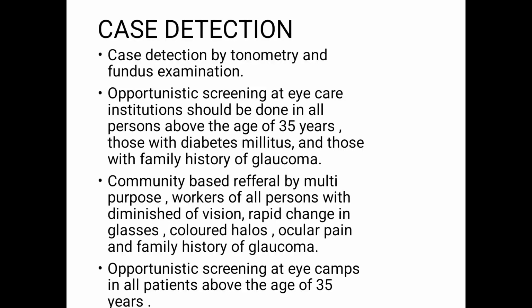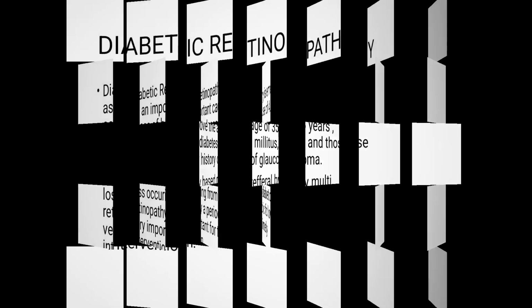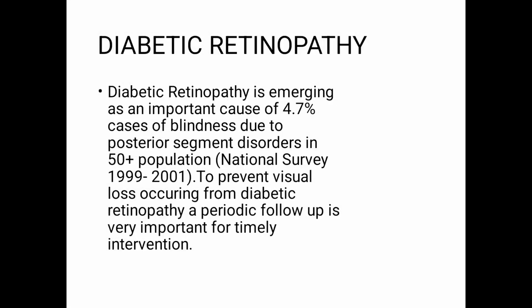Opportunistic screening at the eye camps in patients above the age of 35 years. Screening should be done at the eye care camps or eye checkup camps for those patients whose age is above 35 years. Next one is diabetic retinopathy.